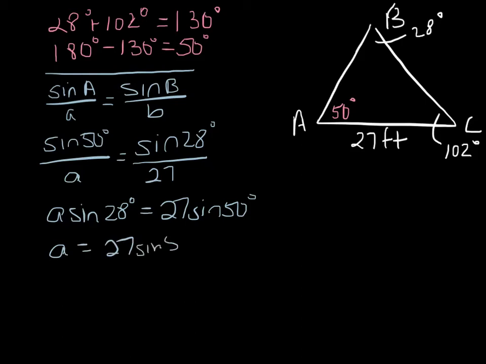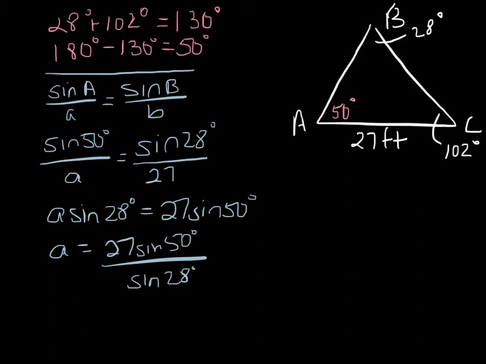27 sine 50 is then divided by the sine of 28. Notice we haven't used a calculator yet, but this is our very last step. And to the nearest whole number, when we use our calculator, we're going to get 44. So side a must be 44 feet.